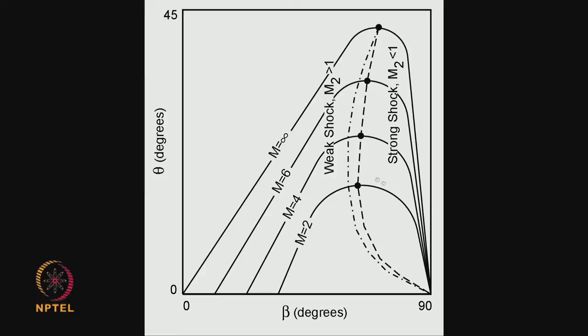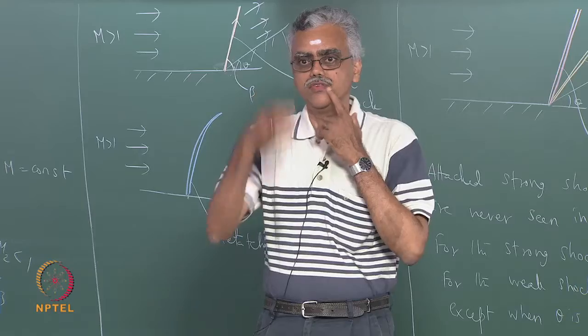You see the strong shock branch, you see the weak shock branch, then this dashed line here, this chain line, gives the locus of states for which M2 is less than 1 for the weak shock solution. So for this value of M, the weak shock solution produces M2 less than 1 in this small portion of the curve, and so on. So that is what this curve looks like for different values of M.